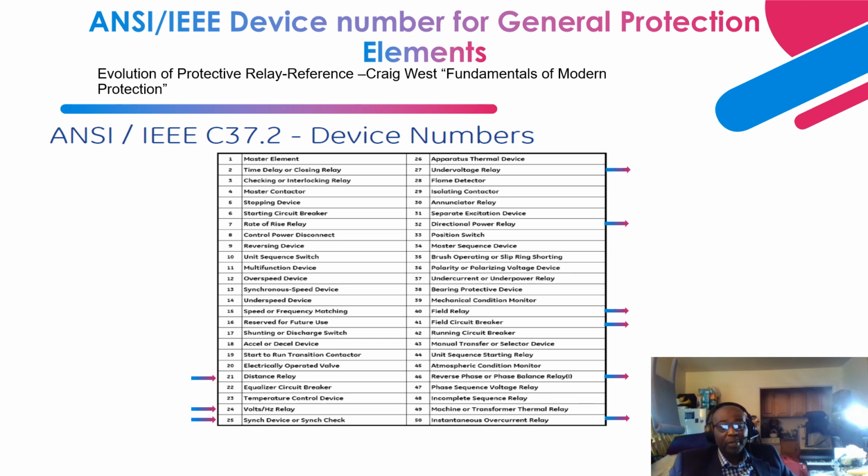Next is the field breaker. The field itself that provides DC voltage and current has a breaker that closes in to provide the required voltage and current to the rotor winding.